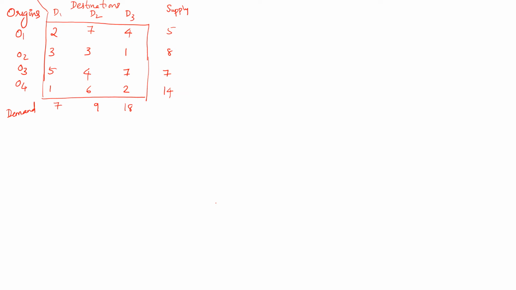Now we have studied three methods to find the feasible solution, right? When we applied the northwest corner rule, the answer was somewhere around 102 rupees. When we applied lowest cost entry method, the answer was somewhere around 83. And when we applied VAM, Vogel's approximation method, the cost was 80. We find that VAM has the minimum cost, so this is the most efficient method.